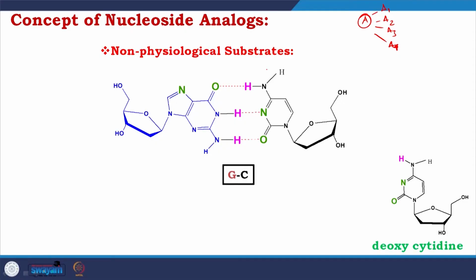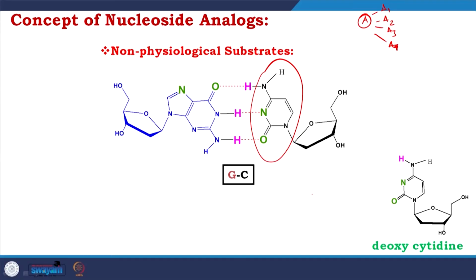You see deoxycytidine, you know how it could form. Just now we have seen that deoxyguanosine forms 3 hydrogen bonds with deoxycytidine. Now, if you see, only this portion is involved in hydrogen bonding, correct? So, now if I cleverly change the other part, the sugar part, what will happen?